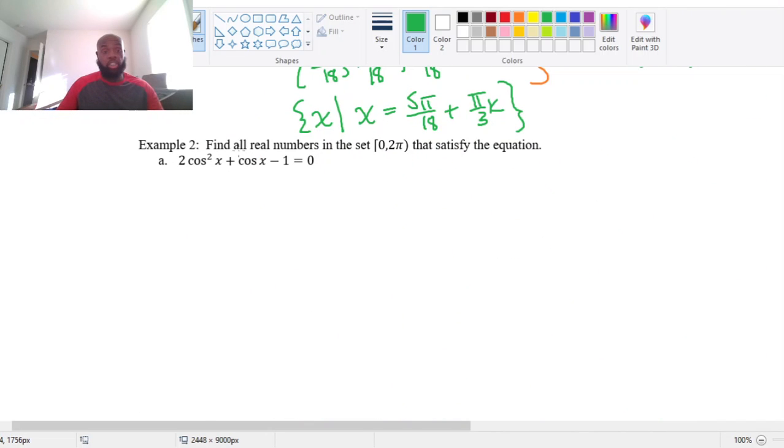Now look at these instructions in this example. It says find all real numbers in the set from 0 to 2 pi, not including 2 pi, that satisfy this equation, right? So I only want the angles in one revolution around my unit circle. And so here we have 2 times the cosine squared of x plus cosine of x minus 1 equals 0, and I want to solve this equation for x. Remember, x is the input into your trig function, right? But we have multiple expressions that involve trig functions, so this is different from the last example.